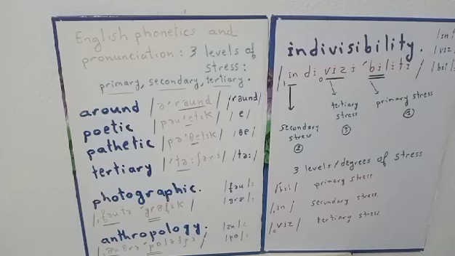So again, let's practice, dear watchers, the pronunciation of these English words. Three levels of English stress: primary, secondary, and tertiary. Around, poetic, pathetic, tertiary. Photographic, anthropology, indivisibility. Anthropology, photographic, tertiary, pathetic, poetic, around.